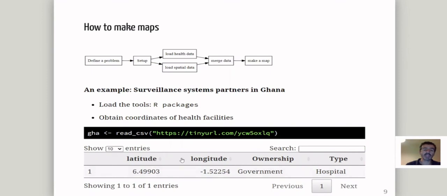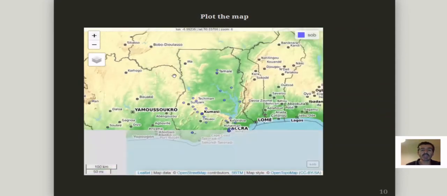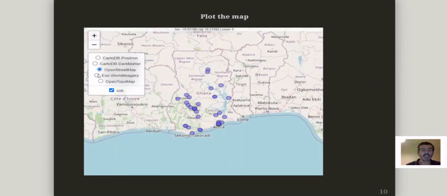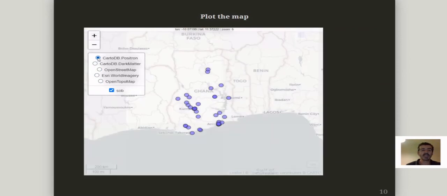So we get the coordinates, which are latitude and longitude, and the ownership of the hospitals, which is by the government. And so we make our map. This is a dot map showing the different locations of the hospitals. And it's quite a neat map because it's also interactive, where you can zoom in and zoom out. And you can also play with different projections such as this, or this, or this.